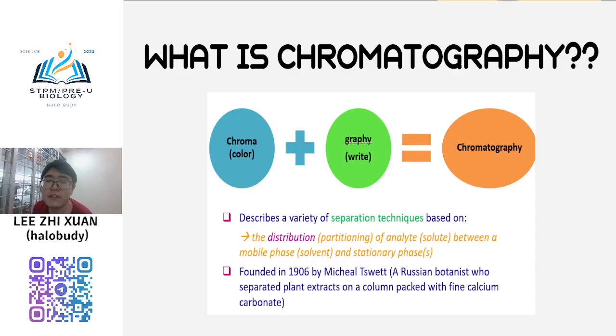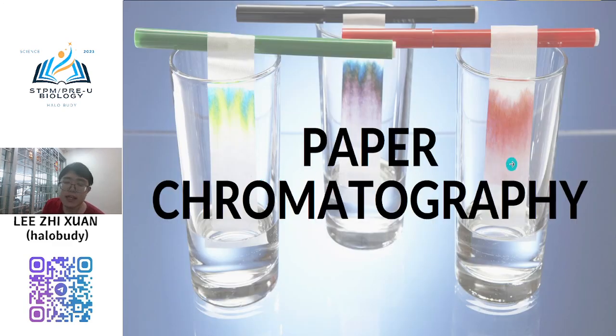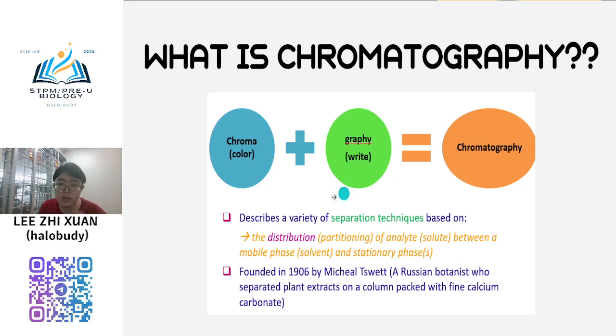So you need to know the definition of chromatography. Chromatography comes from Latin words: chroma is color, and graphy is writing. So chromatography. The main function is to describe the separation technique based on the interaction between the mobile phase and the stationary phase. In simple terms, chromatography is a separation technique.